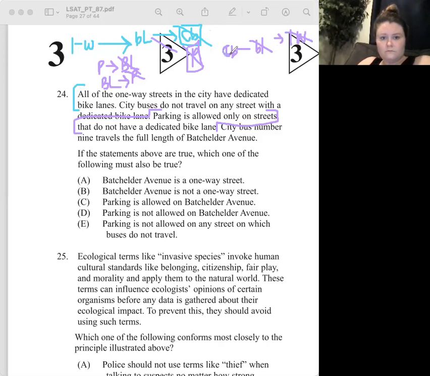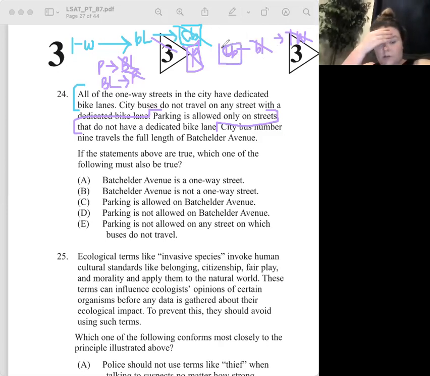Nope, that doesn't go. I almost reversed it wrong. Yeah, so no bike lane doesn't tell us anything about parking. So we don't know anything about parking. Correct, because that would be reversing wrong. Okay, so with this, if the statements above are true, which of the following must also be true?